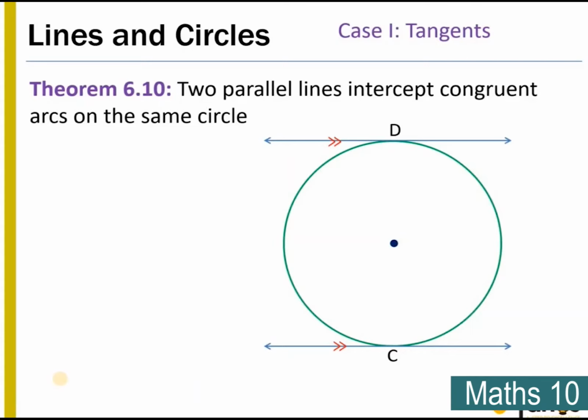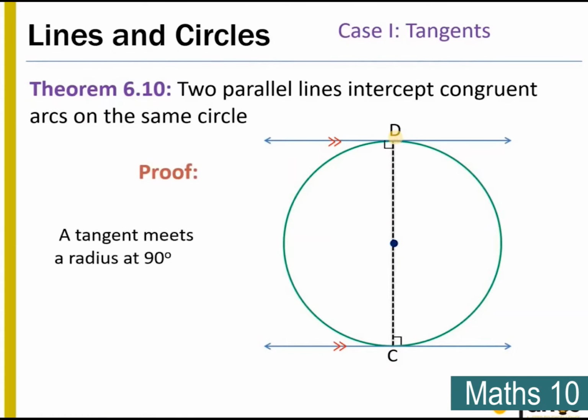Theorem 6.10. Two parallel lines intercept congruent arcs on the same circle. We're going to start with the proof for case 1, where the two parallel lines are tangents. In this case, if we draw a line from C to D, then we know that a tangent meets a radius at 90 degrees. So each of these angles are right angles. This is a semicircle, so the measure of this arc is 180 degrees. And this is a semicircle, the measure of this arc is 180 degrees. So the two arcs are congruent.